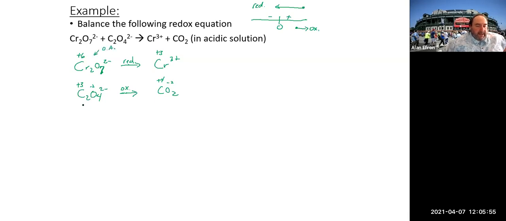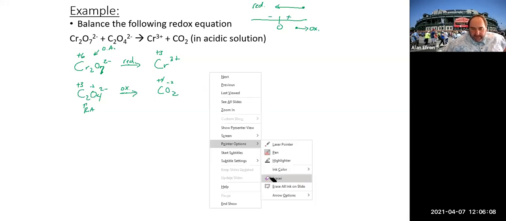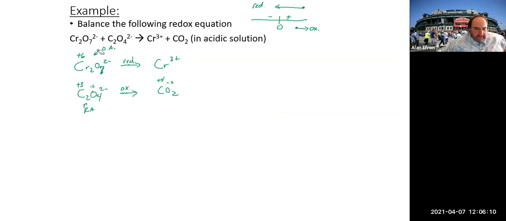And this guy here would be our reducing agent, the oxalate. Any questions on that there? Okay. All right, so I'm just gonna erase some of this stuff here. Get rid of that, maybe get rid of that, and get rid of that.